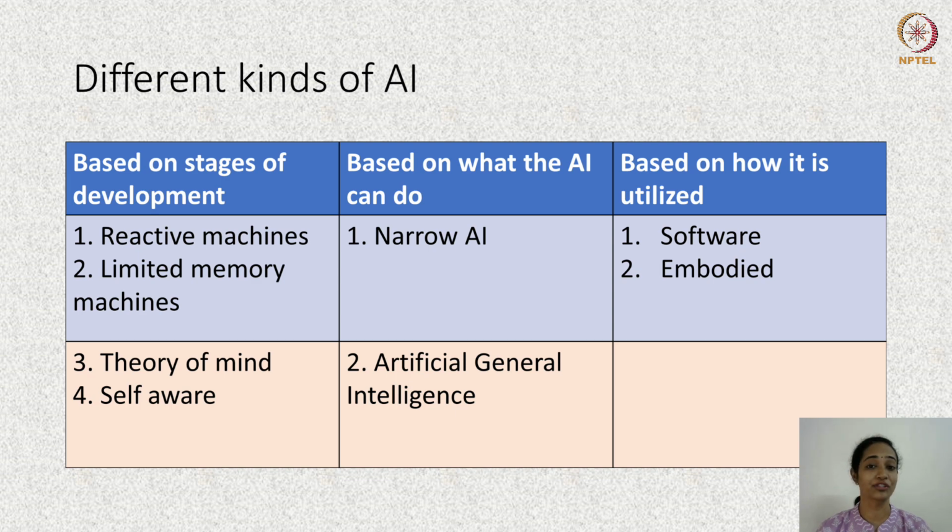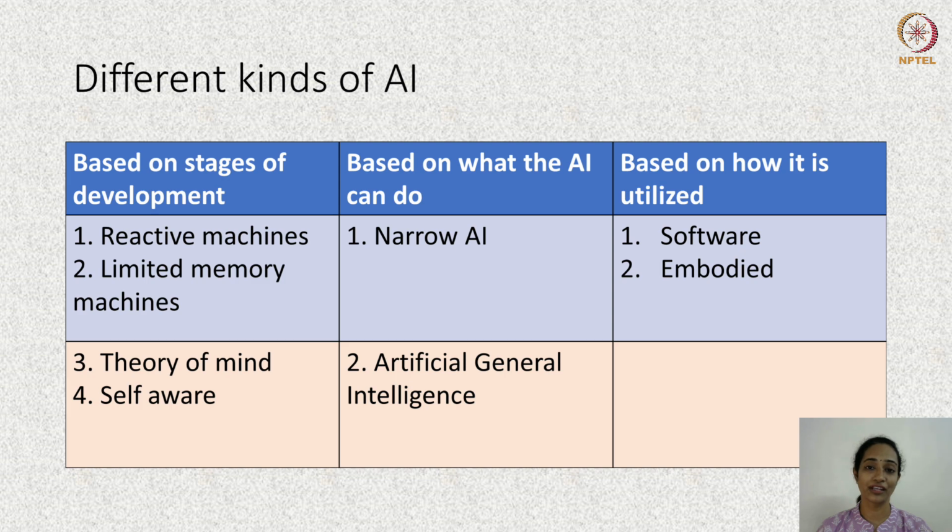The next category, which I have actually not given here, the third category, is the artificial super intelligence, a being that is more intelligent than the average human being. Finally, we can classify artificial intelligence on the basis of how it will be utilized.